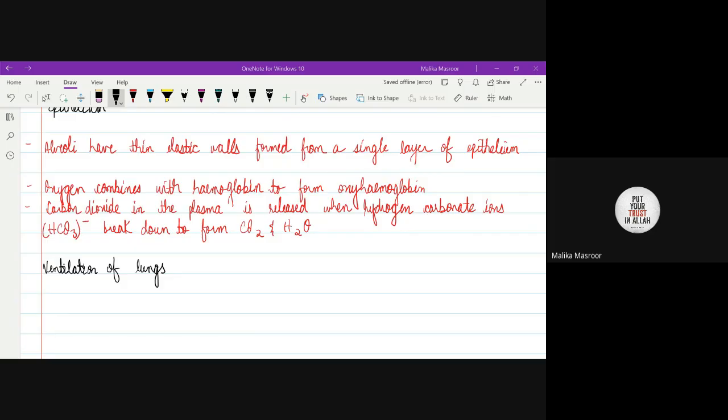Yes, Zoya. Miss, for the last point that you stated, where did the HCO3 minus ions come from? Hydrogen carbonate ions, this is in the plasma. So when the cells release carbon dioxide from the body, it combines with the hemoglobin. Yes. Okay.